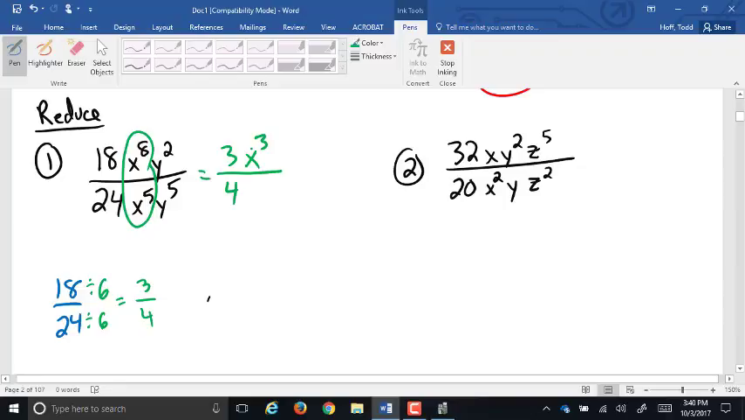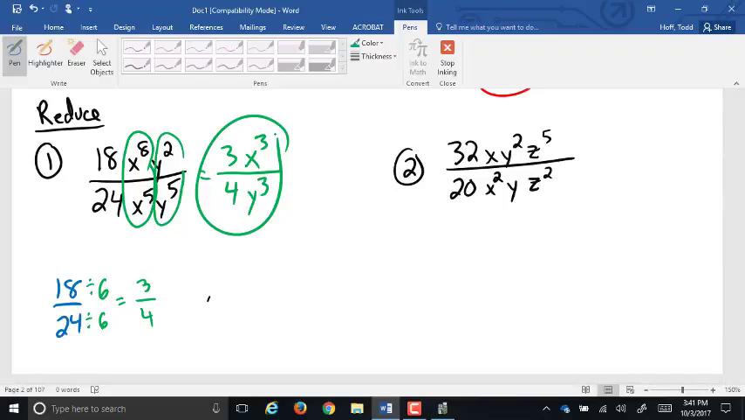Where's the y going to end up? Denominator. We've got y to the 2nd, y to the 5th. 5 is bigger than 2, so it ends up on bottom with a power of 3. 5 minus 2 is 3. So 3x to the 3rd over 4y to the 3rd. Any questions there?